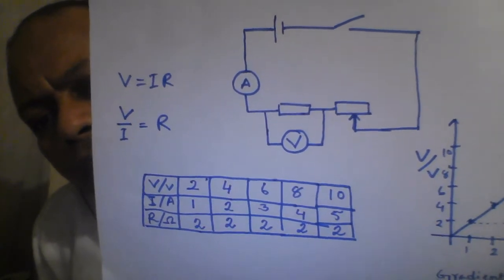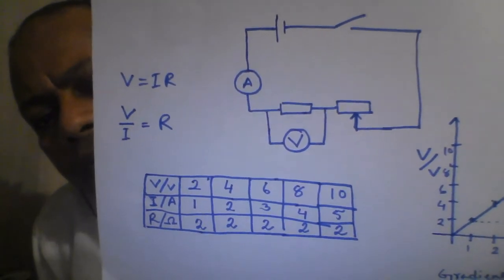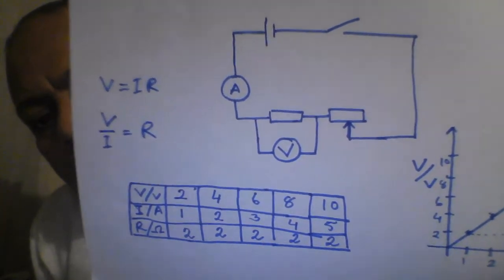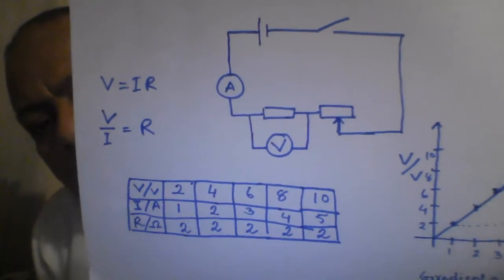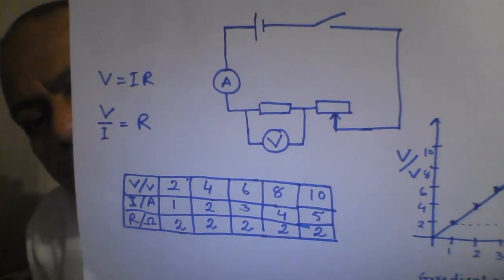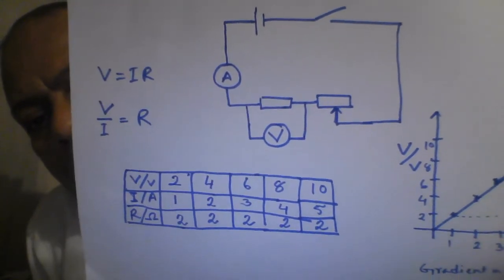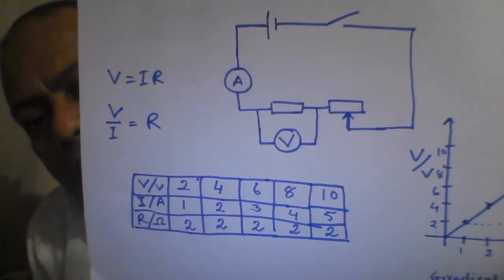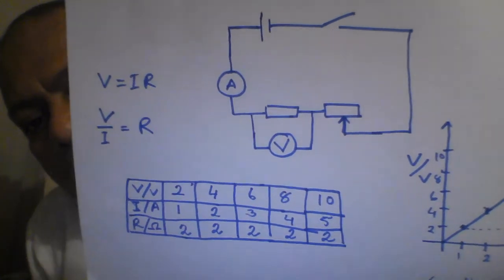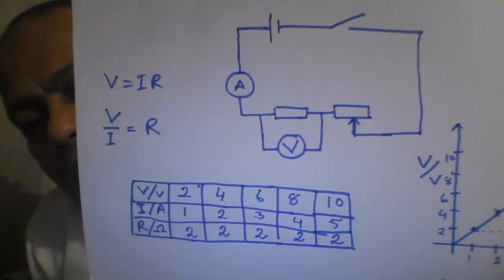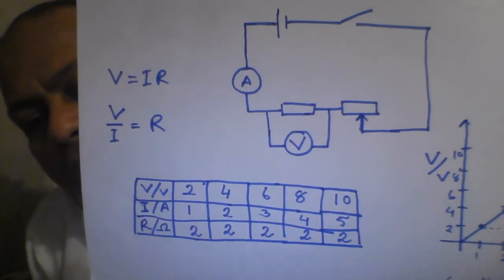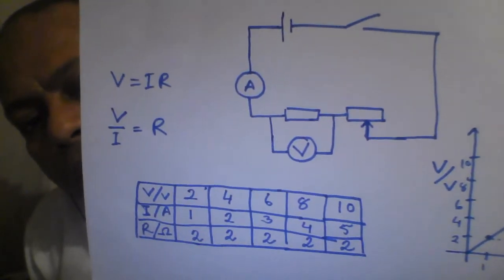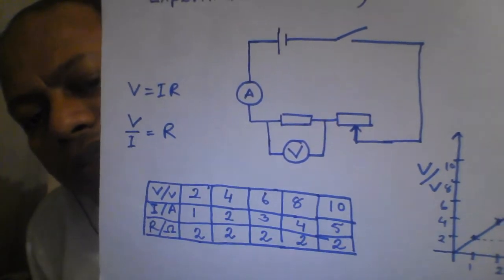Now look, here we got for 2 volt the current is 1 ampere. For 4 volt, the current is 2 amperes. Then this way it increases. For 6 volt it is 3 amperes, for 8 volt it is 4 amperes, then for 10 volt it is 5 amperes. And if we calculate using the formula V by I equals R, then always we are getting 2.